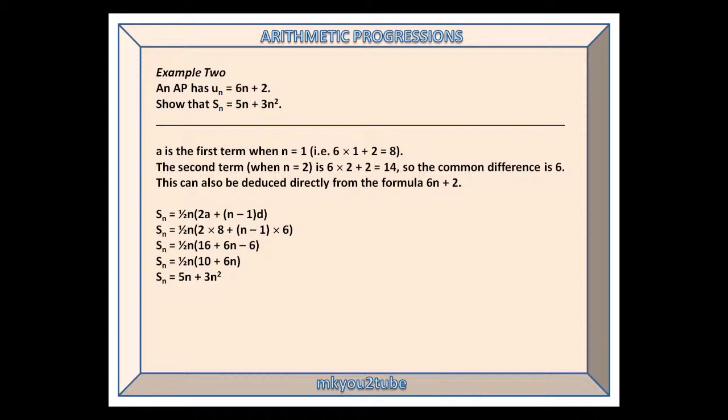Example 2. An AP has un equals 6n plus 2. Show that Sn equals 5n plus 3n squared. Substituting n equals 1 gives the first term of 8. Substituting n equals 2 gives the second term of 14, and hence the common difference is 6, which can also be deduced directly from the formula 6n plus 2. Substituting a equals 8 and d equals 6 into the Sn formula as shown, we find that Sn does indeed equal 5n plus 3n squared.